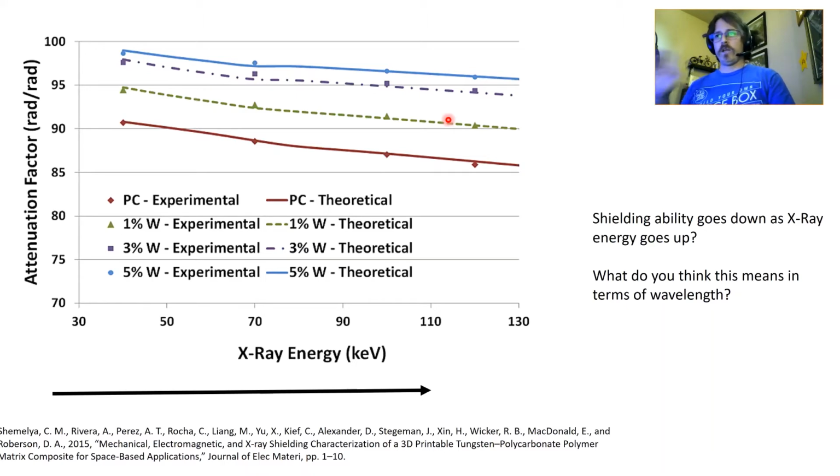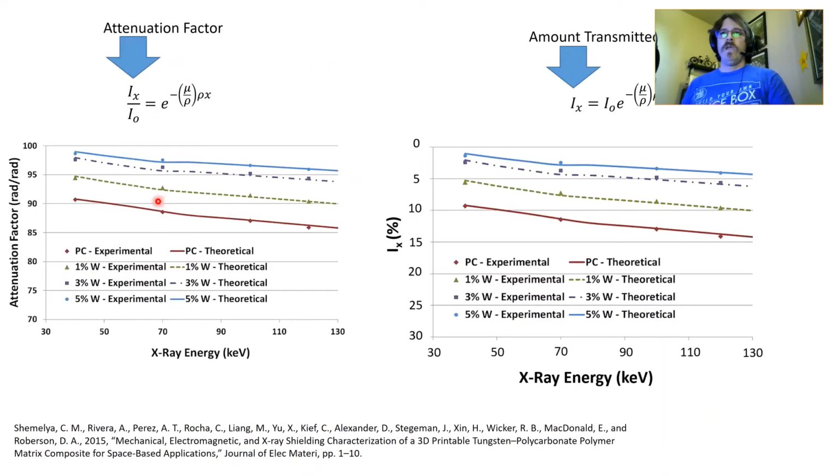So anyway, I'm going to go on to the next slide. We'll talk a little bit about attenuation factor versus percent X-rays transmitted. If we look at the same graph, I just changed the axes. I made it look a little prettier here, but I changed the y-axis on either one. So this was the data we published, and we were publishing attenuation factor.